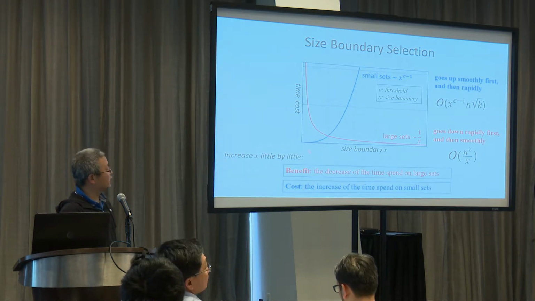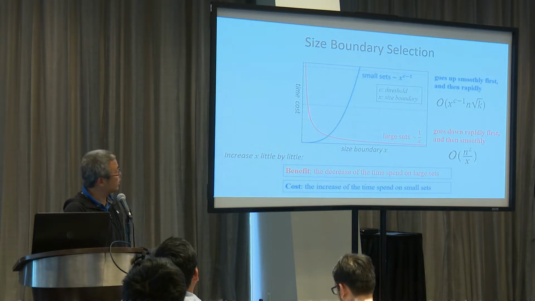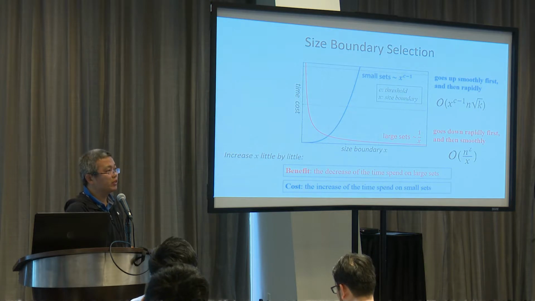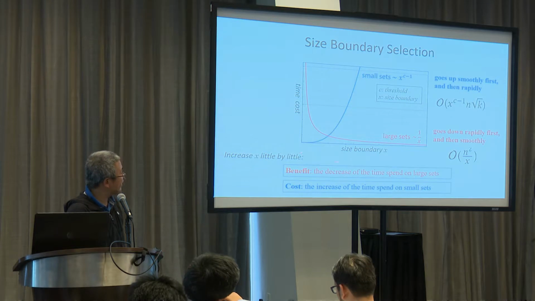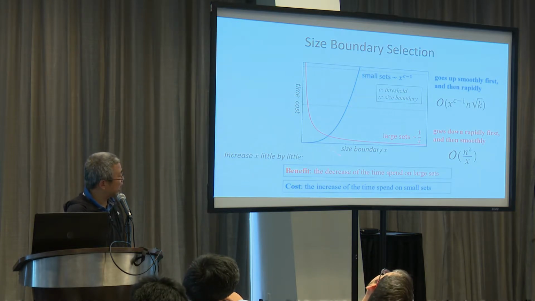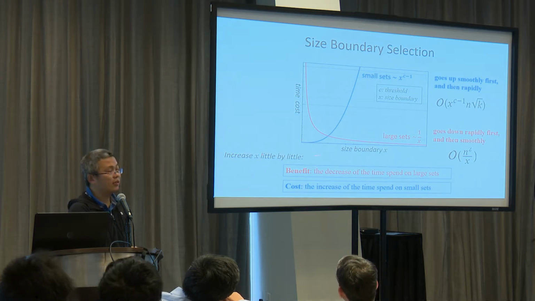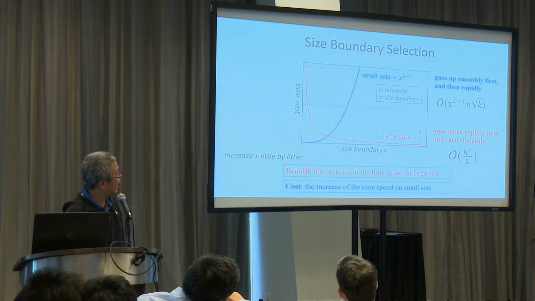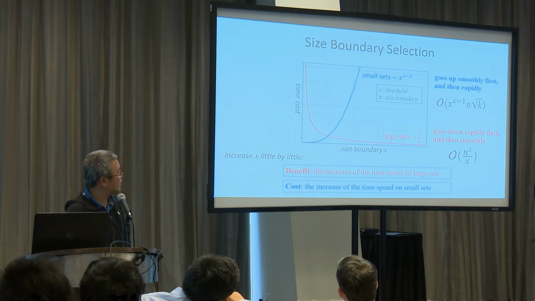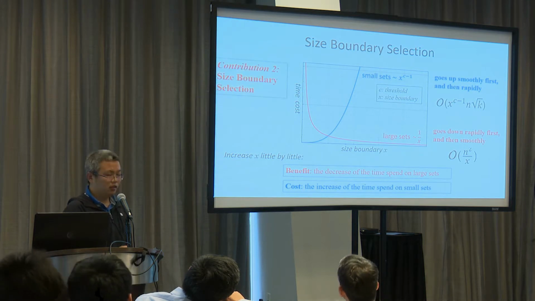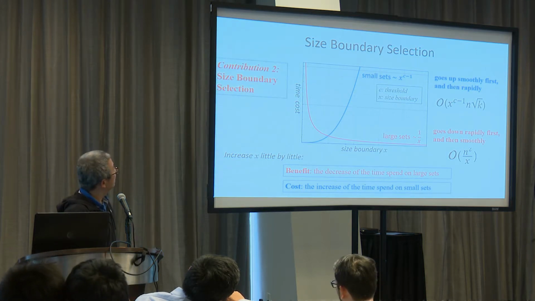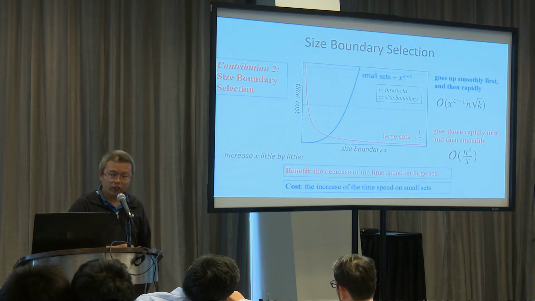We can choose an algorithm to select x. We can also use a sample to select x. For example, with the increase of x, the benefit is that the time of the large size decreases, and the cost is that the time of the small size increases. So we just increase x, and when the benefit is smaller than the cost, we can stop. Then we can select a good x. So the second contribution is how to select the best x for the size boundary.